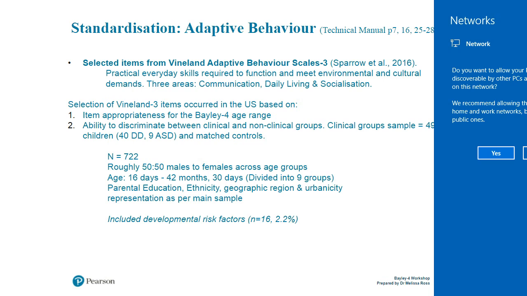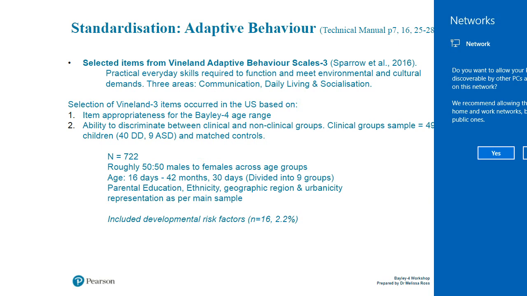Adaptive behaviour is a child's practical, everyday skills required to function and meet environmental and cultural demands. There is variety amongst cultures. Australians tend to do more for their children than Americans when it comes to self-help skills. The Bayley-4 has culturally specific Australian and New Zealand norms for the adaptive behaviour based on 722 children.